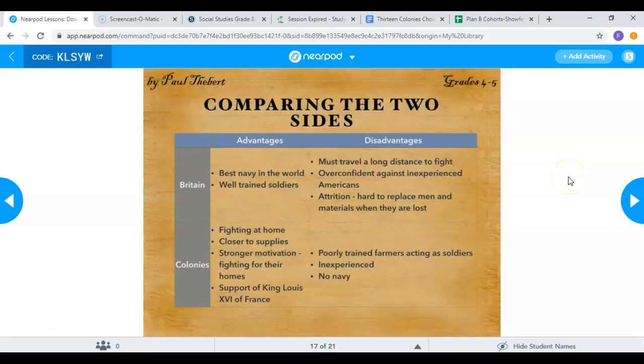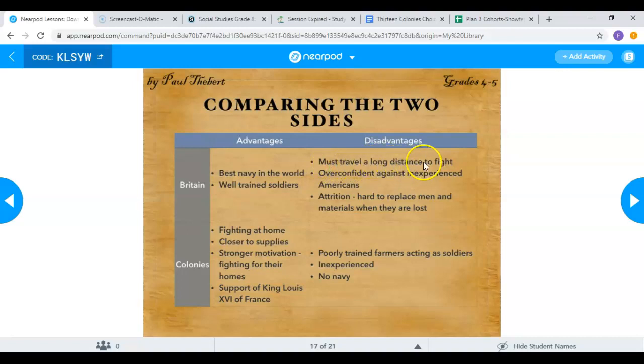So this is a chart comparing the two sides. Here you have Great Britain, or the Redcoats. Here you have the American colonies, or the Patriots, the Continental Army. And it gives you some clear advantages. The British advantages are in this box. They had the best navy in the world. They had well-trained soldiers.